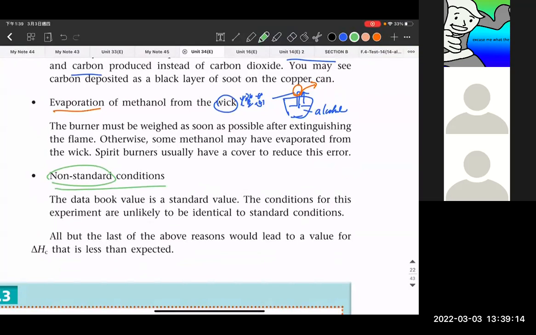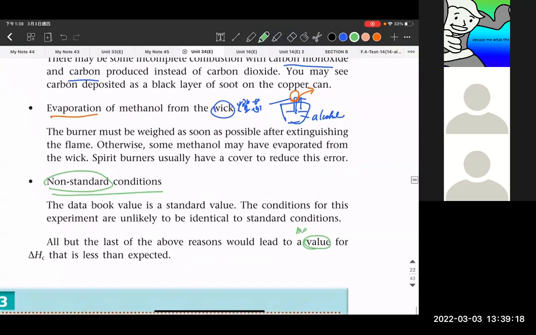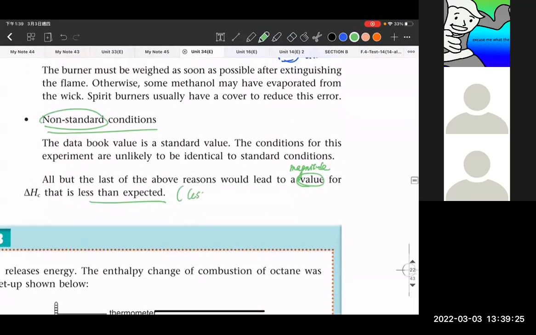So they will cause the value to be less than expected in magnitude. In other words, the measurement will be less negative, right? This is another directional term. If you write magnitude, you say smaller than expected. If you want to talk about the delta H value, how does it affect the H value? We'll use the term less negative to tell the direction. Less negative means less heat is released than expected. Is that clear? Do you understand?